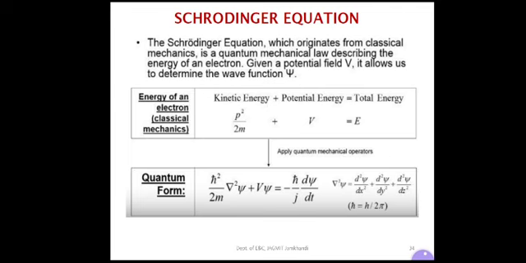So we apply a quantum form. That is minus h cross square by 2m del square psi plus V psi is equal to i h cross d psi by dt, where del square psi is equal to d square psi by dx square plus d square psi by dy square plus d square psi by dz square, where h cross is h by 2 pi.